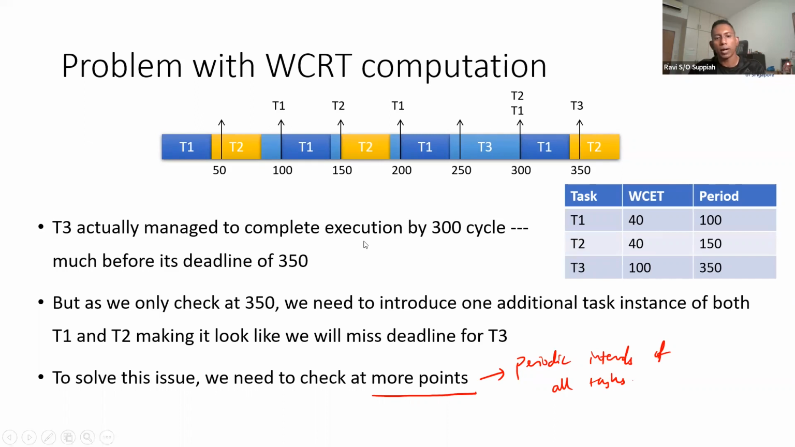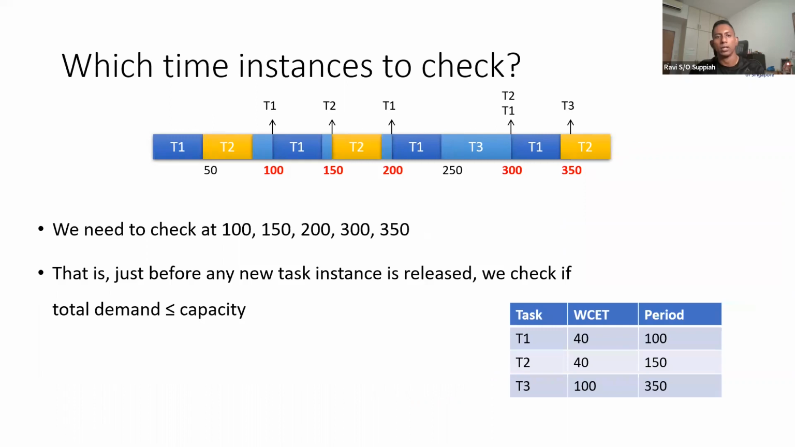Let's look at this. How do I add in more checkpoints? How do I analyze it? So what I need to do is I need to check at all the periodic intervals of all the various tasks. So for T1, it will be 100, 200, and 300. And for task 2 is also 150 and 300. Okay, and this will be task 3. So I need to check at all these various points.